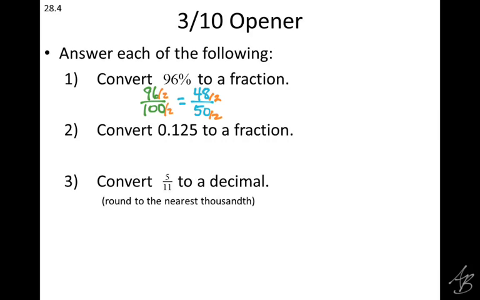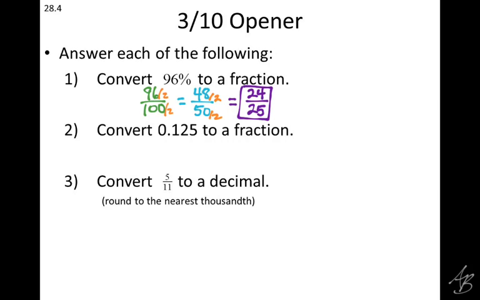So we reduce by 2 and we get 48 divided by 2? 24. And 50 divided by 2? 25. Can I reduce that? No. So I could reduce the 24 by 2, but I can't reduce the 25 by 2. I could reduce the 25 by 5, but not the 24. So that means we are done.